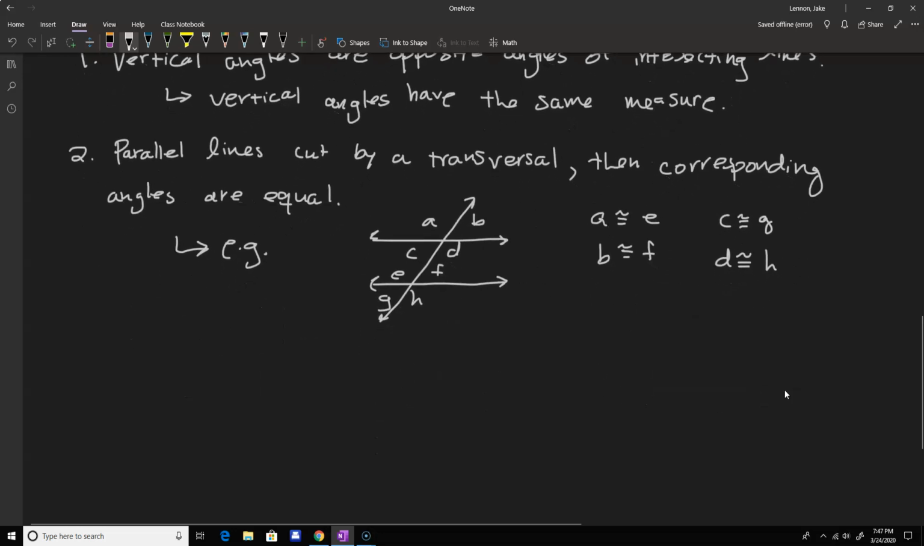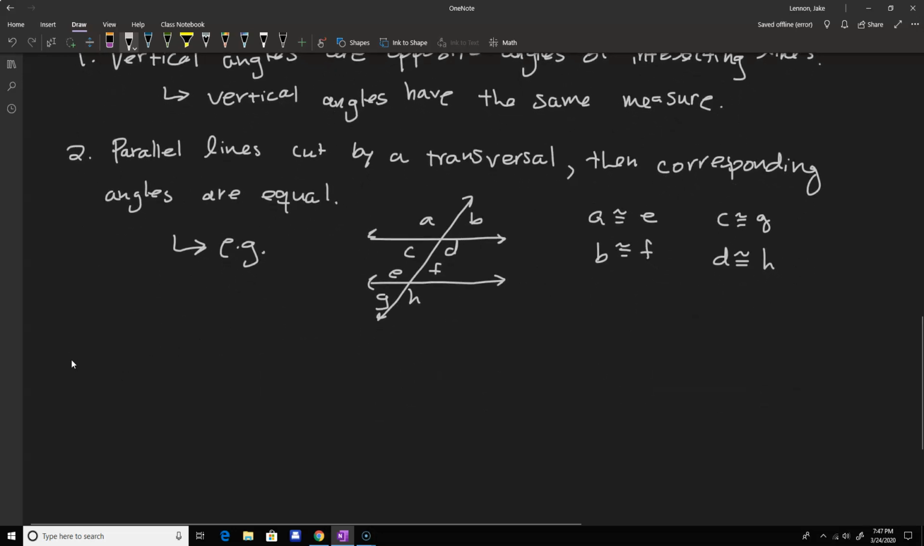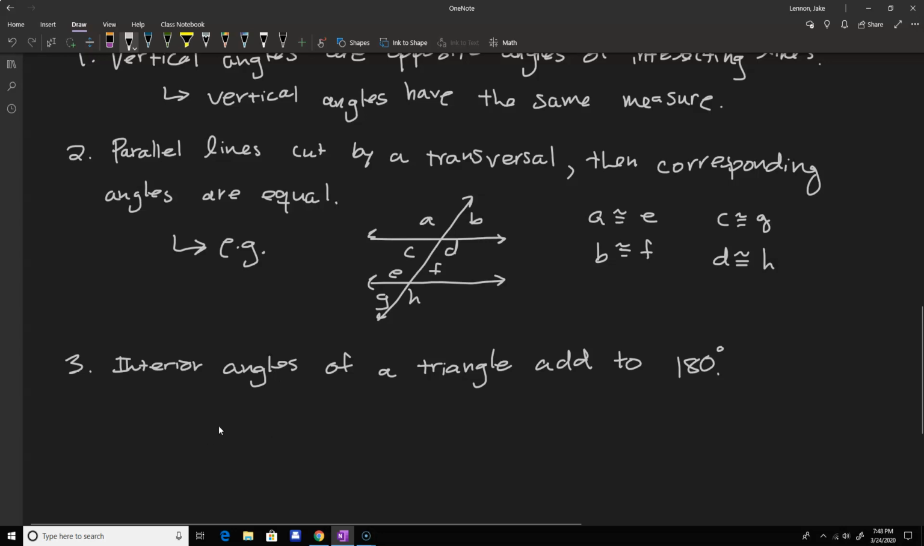And maybe one more fact about these things that comes up a lot. So the interior angles of a triangle add to 180 degrees. So probably you know that. In general, there's a more specific theorem for general polygons. So I'll write it down, but triangles are the most frequently encountered.